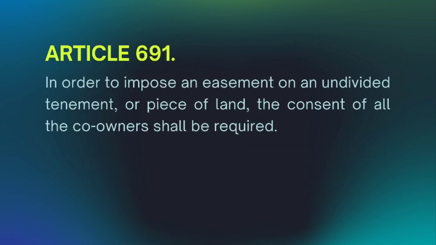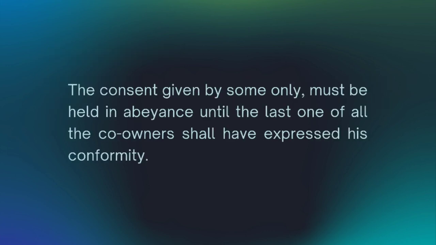Article 691. In order to impose an easement on an undivided tenement, or piece of land, the consent of all the co-owners shall be required. The consent given by some only must be held in abeyance until the last one of all the co-owners shall have expressed his conformity.